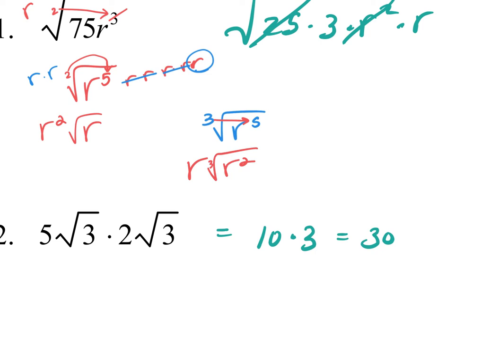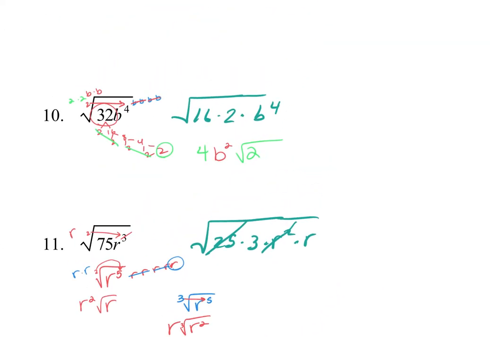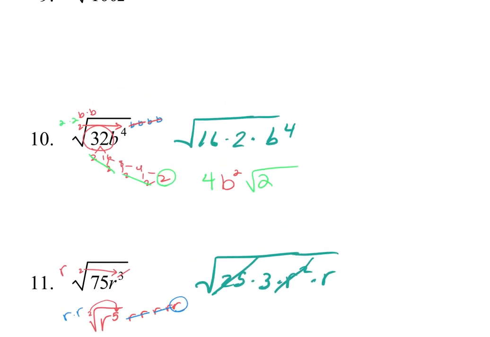Samuel, can the b go on the right of the square root? Sorry, say that again. For number 10, you put 4b squared square root of 2. Can the b squared go out here? Yes, as long as it's not underneath the root. So just be careful and don't extend your root to be over it.